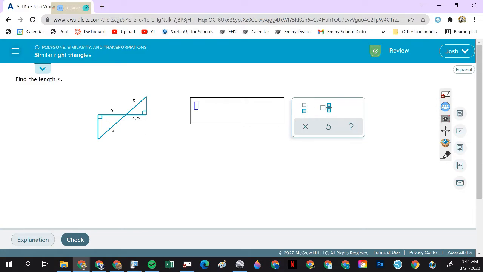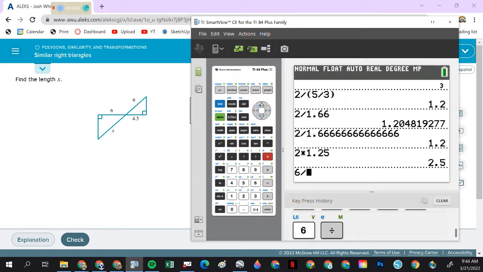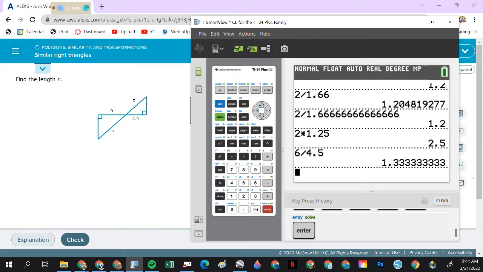Okay. So here we have short leg, short leg, long leg, and we have hypotenuse and hypotenuse. So 6 divided by 4.5 tells me that the ratio is 1.3 repeating. So if I want to go from small hypotenuse to big hypotenuse, am I going to multiply or divide? Multiply. So we're going to do 6 times 1 point, a whole bunch of 3's.